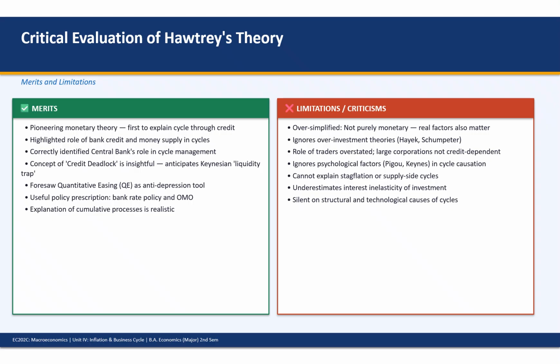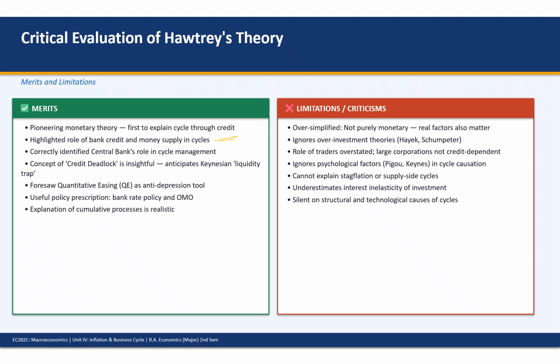One major merit is that Hawtrey was the pioneer in explaining the cycle through money and credit. He clearly showed the role of bank and credit money supply in the business cycle, how they work, how they lead to the ups and downs in the trade cycle. He clearly showed the role of bank credit, central bank policy, and cumulative changes in the economy.